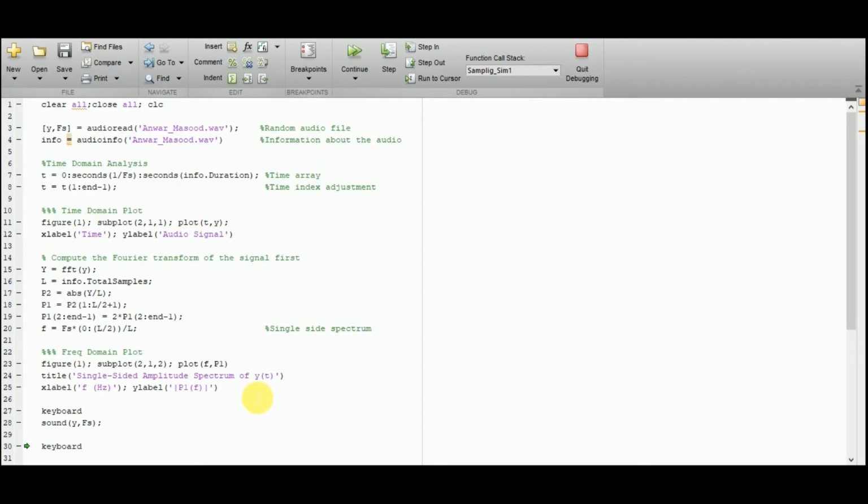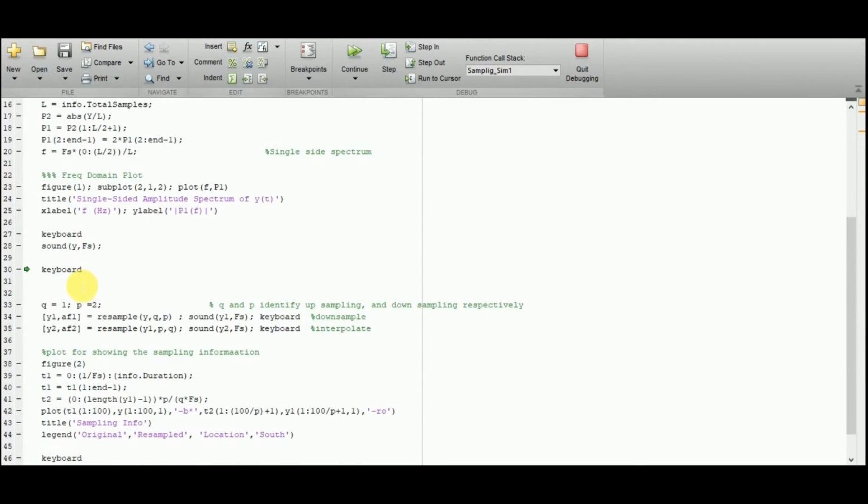This sound is basically a poetry by a Punjabi poet, Anwar Masood, which is sampled at 48 kilohertz. Let us look into the effect of aliasing or undersampling on this audio file.